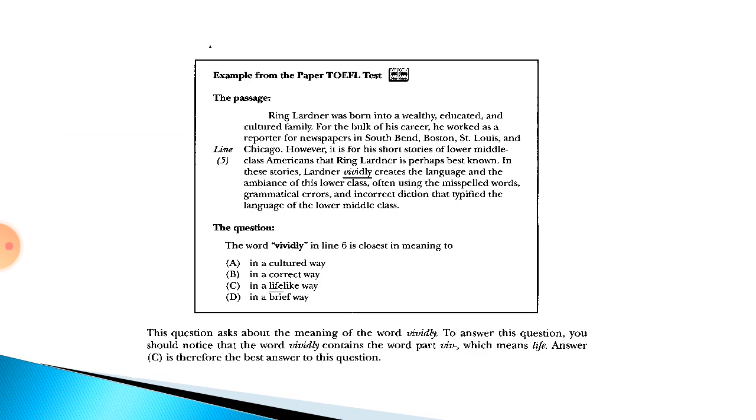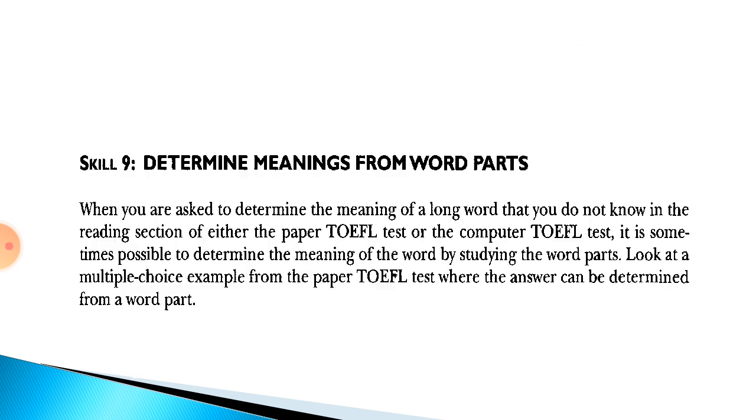The underlined word "vividly" in line 6. Is the word "vividly" in line 6 closest in meaning to A, in a cultured way, B, in a correct way, C, in a lifelike way, or D, in a brief way? The question here asks about the word "vividly." In order to answer this question, notice that the word "vividly" contains the part "viv," which means life. So, therefore, answer C is the correct answer.